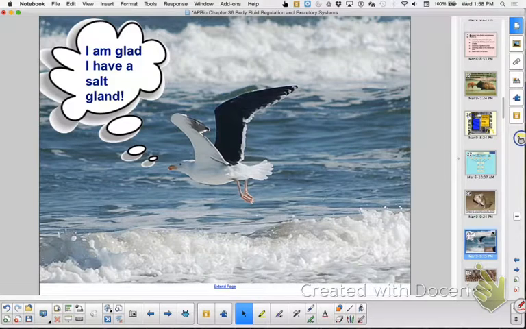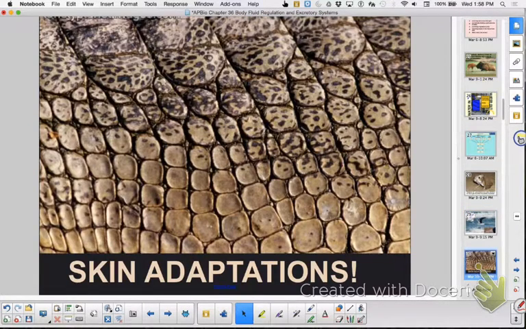Some marine mammals and seabirds have a problem with too much salt, so they have salt glands to help them get rid of some of their excess salt. So on your notes, specialized glands to excrete salts. Several skin adaptations: thick, scaly skin, impermeable to water in order to protect themselves from water loss.